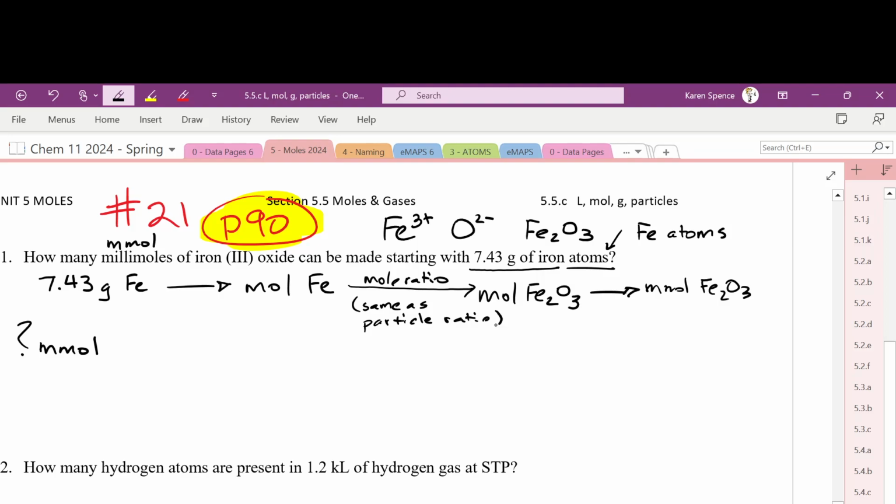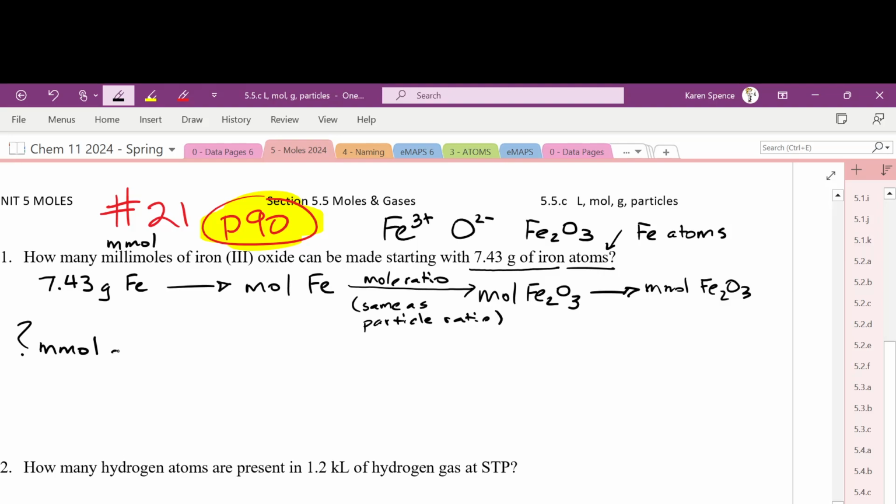So this is going to be a 3-step problem. You could do this in more steps. I could see someone solving this in 5 steps. You go from moles of iron to atoms of iron to number of Fe2O3s to moles of Fe2O3 to millimoles of Fe2O3. But using the mole ratio makes this much more efficient.